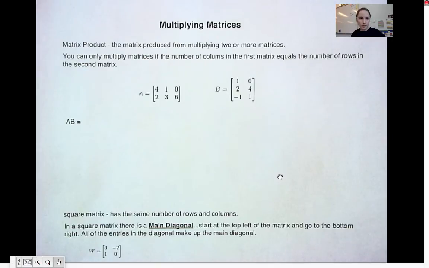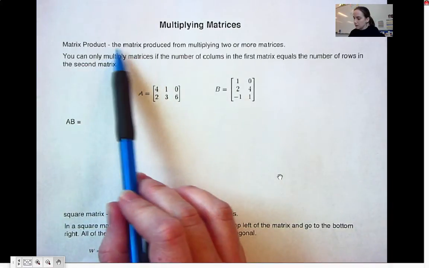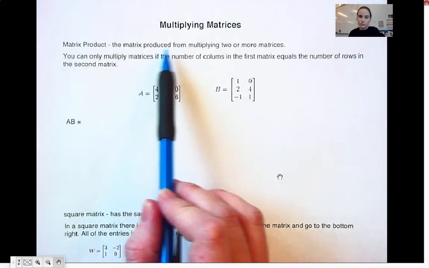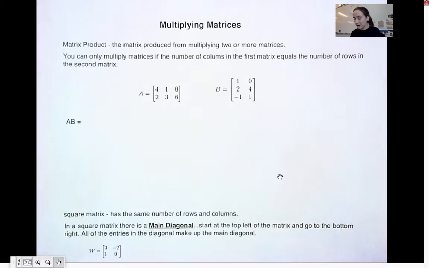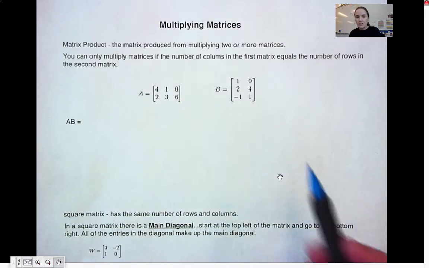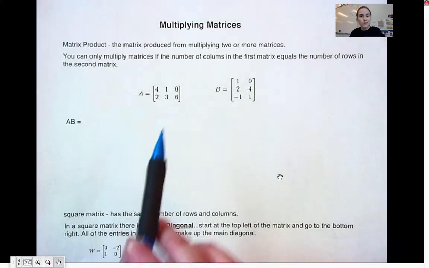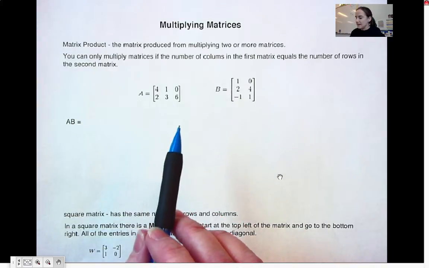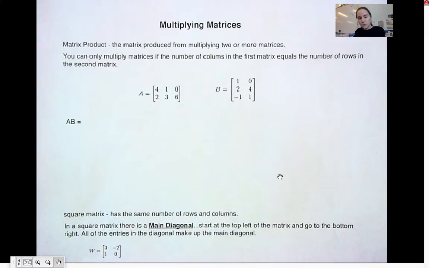A matrix product, remember the word product means to multiply, so a matrix product is the matrix that is produced when you multiply two or more matrices. The key thing that you need to remember, and it's really important, is that something special has to take place in order for you to be able to multiply. You cannot just multiply any random matrices together.